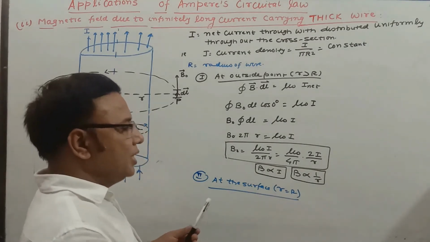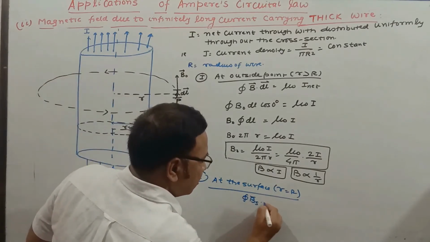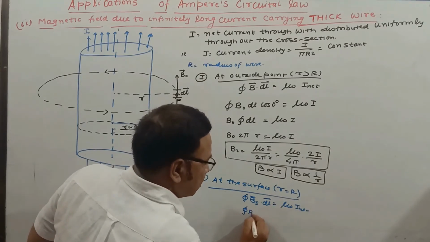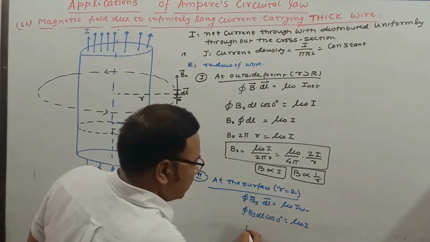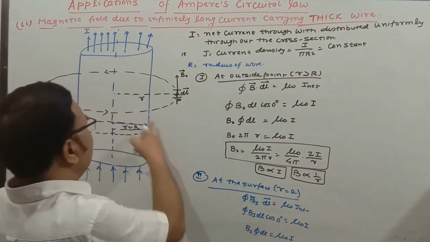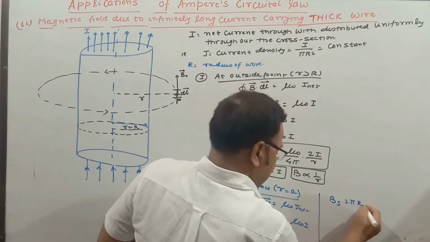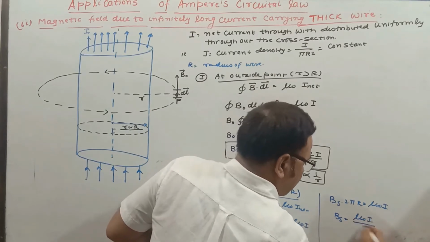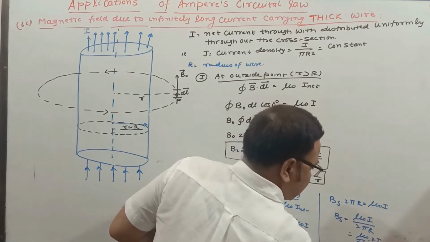Here also the net current is capital I, so there is no such change. You can write the same thing: the integral of B at surface dot dl equals mu naught times I net. I net remains the same. So it is Bs into dl into cos 0 degree equals mu naught I. From here, Bs integral dl equals mu naught I, and integral dl is 2 pi capital R. So Bs into 2 pi capital R equals mu naught I, or Bs equals mu naught I by 2 pi R, or mu naught by 4 pi into 2I by R.